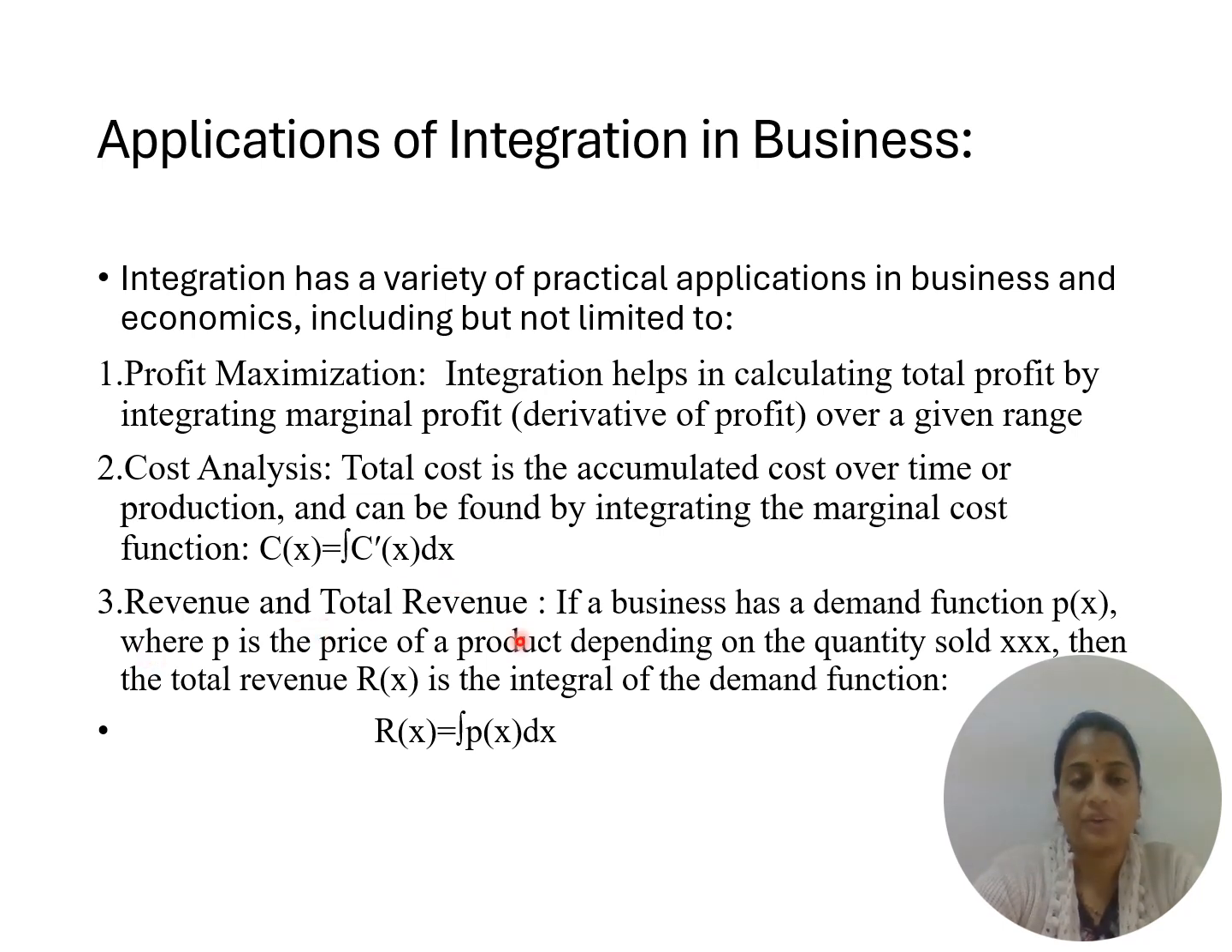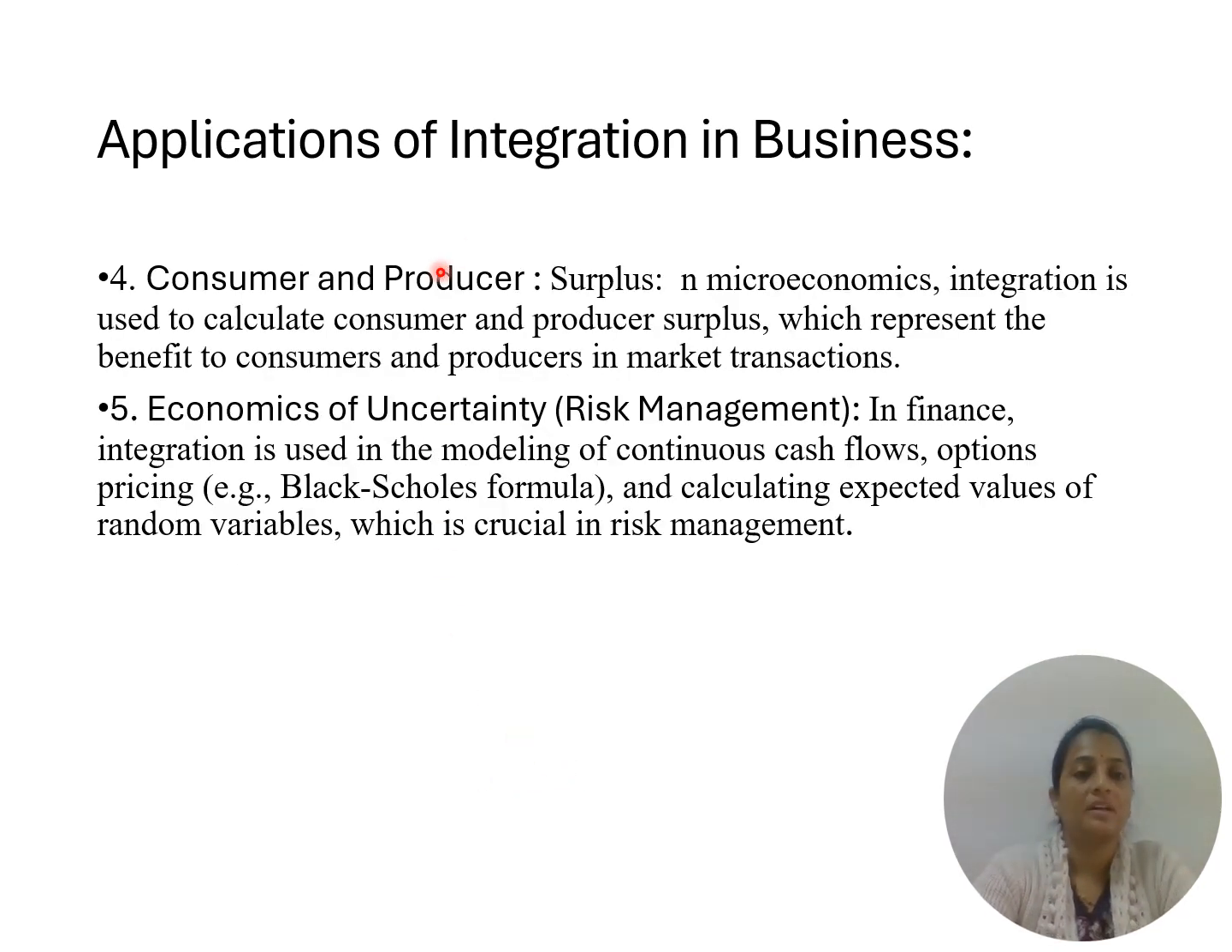Revenue and total revenue. If a business has a demand function P(x), where P is the price of a product depending on the quantity sold x, then the total revenue R(x) is the integral of the demand function: R(x) is equal to integration P(x) dx. Fourth point, consumer and producer surplus in microeconomics. Integration is used to calculate consumer and producer surplus, which represent the benefit to consumers and producers in market transactions.